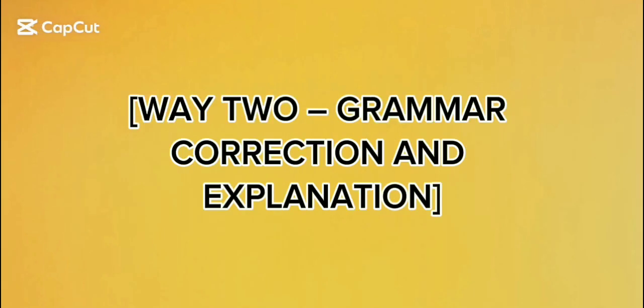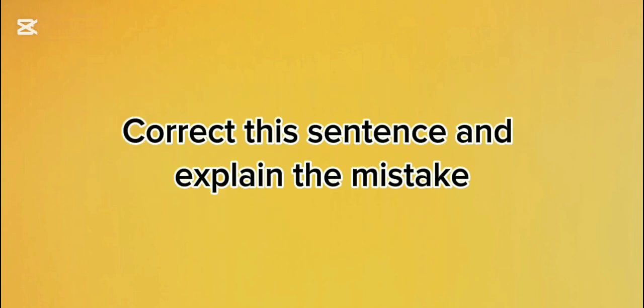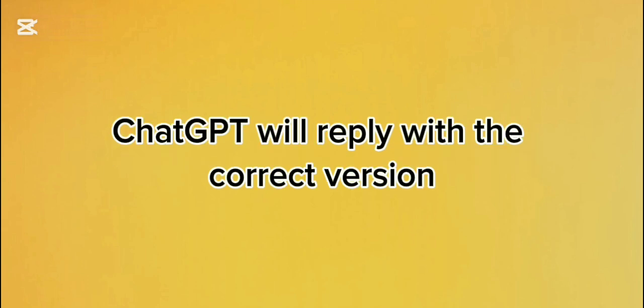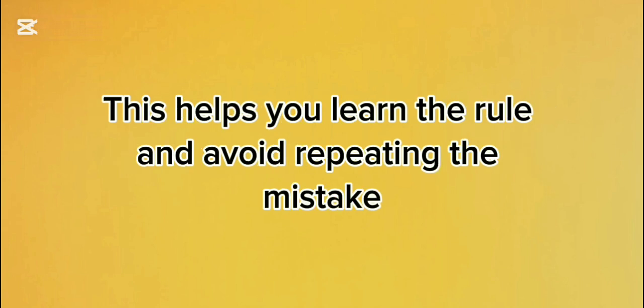Way 2: Grammar correction and explanation. If you are not sure about your grammar, you can copy your sentence and ask ChatGPT to fix it. For example, you can type, "Correct this sentence and explain the mistake. He don't like playing football." ChatGPT will reply with the correct version. "He doesn't like playing football." Then it will explain that we use doesn't with he, she, or it and not don't. This helps you learn the rule and avoid repeating the mistake.